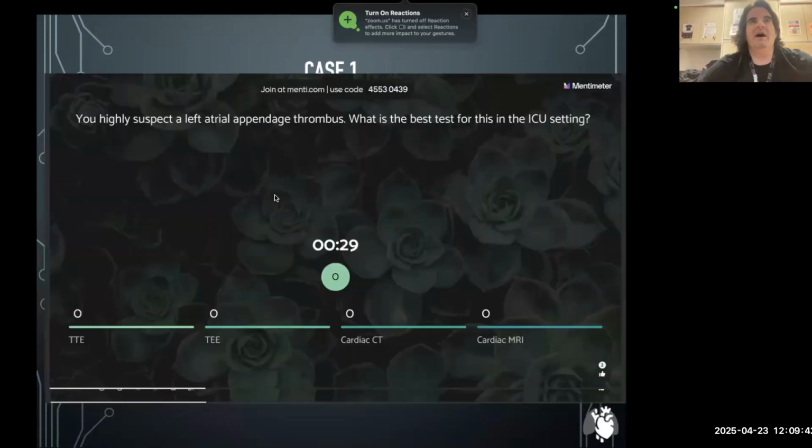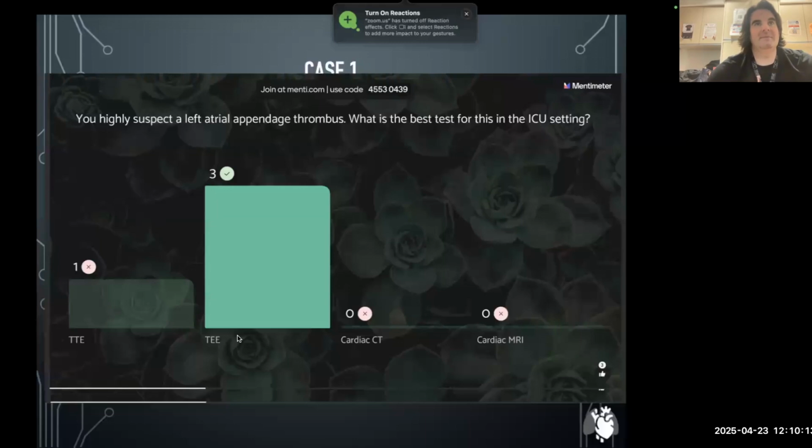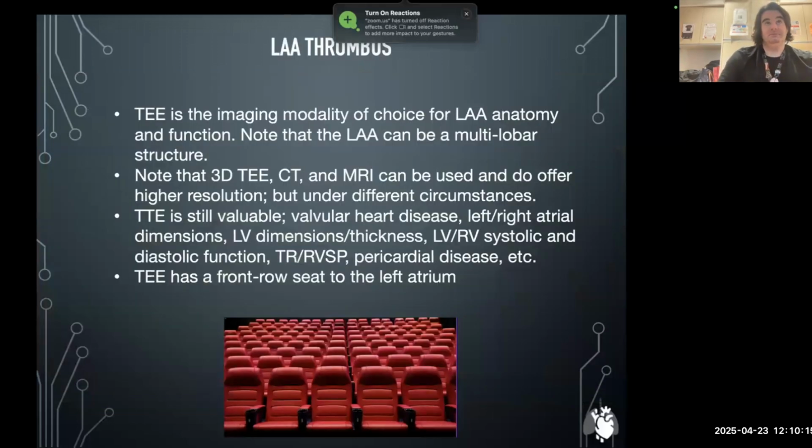Next question. You highly suspect a left atrial appendage thrombus. What is the best test for this in the ICU setting? TTE, TEE, cardiac CT, or cardiac MRI? Right. So again, just like before, 75% say TEE. So TEE actually is the imaging modality of choice.